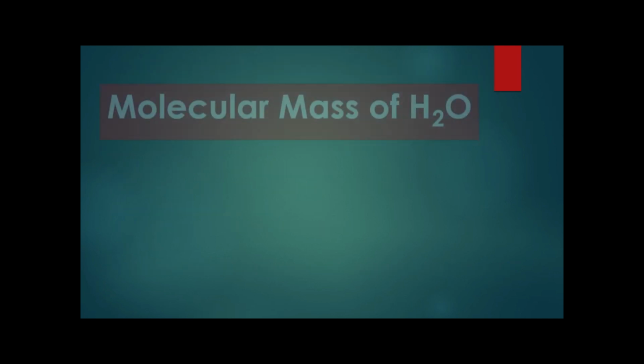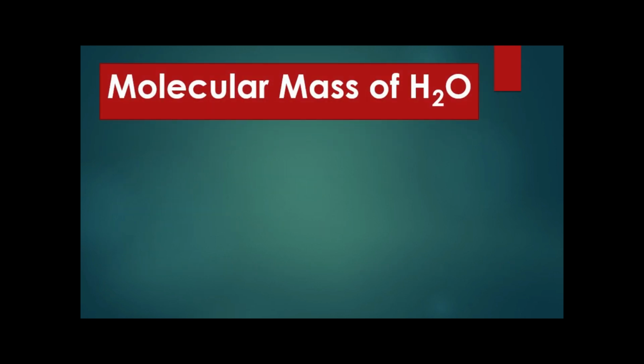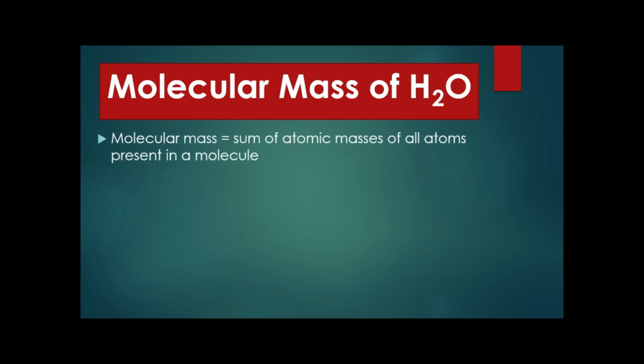Let's see. Molecular mass of water. First we will find out the molecular mass of water. Molecular mass is equal to the sum of atomic masses of all atoms present in a molecule. So students, how many atoms are present in a water molecule? There are 3 atoms, 2 hydrogen and 1 oxygen. We split this molecule and the subscript value becomes the coefficient, and after summation of the atomic masses of all the atoms present in a water molecule, finally we get the value.